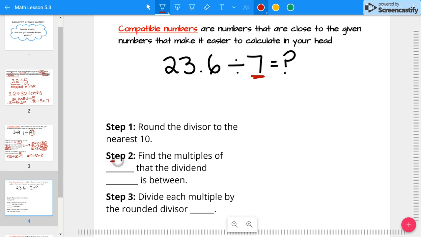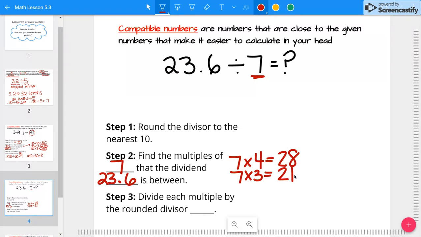So find the multiples of 7 that the dividend 23 and 6/10 is between. I want to think in my head, 7 times what number will get me really close to 23? I can start off by saying, well, I know 7 times 4 is 28. Okay, that's a little too big. Let's keep going. Let's go down. 7 times 3 is 21. If I go any lower, it's going to be smaller. So I have one number, this 21, right below the 23, and this 28 is right above the 23. So I can use both of these.